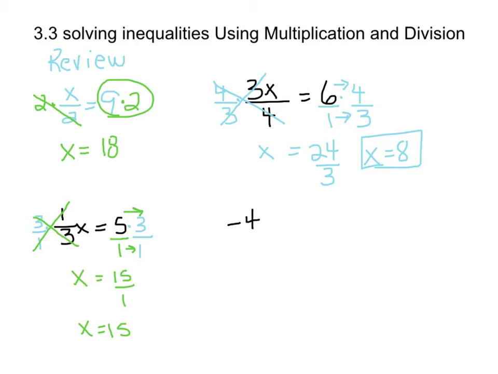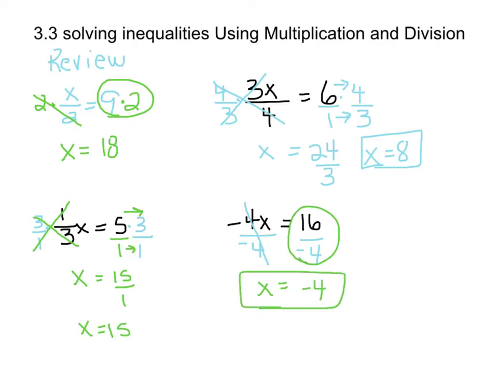Negative 4x equals 16. Divide by negative 4, divide by negative 4. Negative 4 divided by negative 4 makes 1. x is equal to, simplify, negative 4. Alright, so just a little review there on how to do the equations.